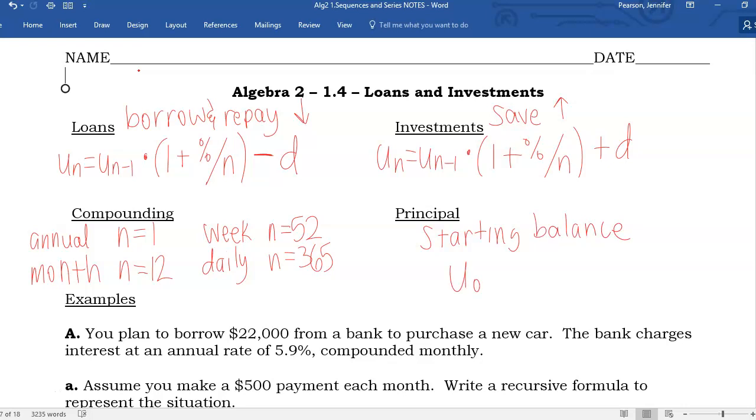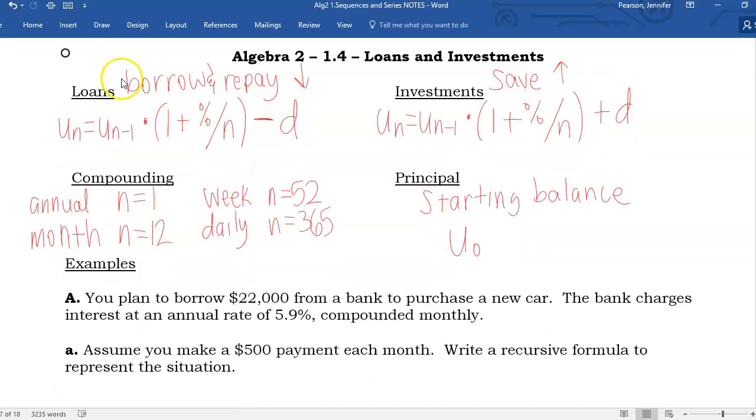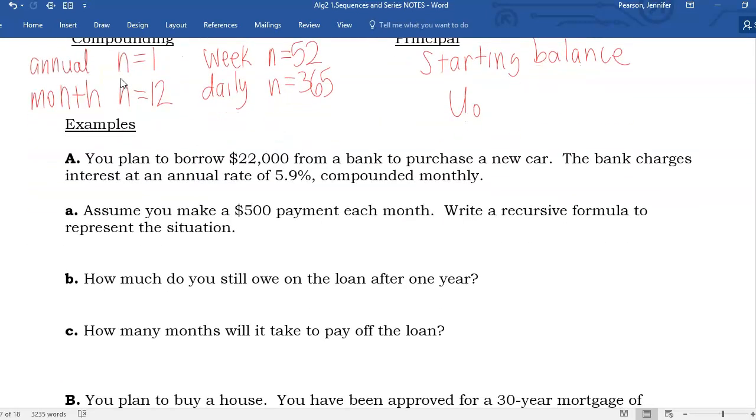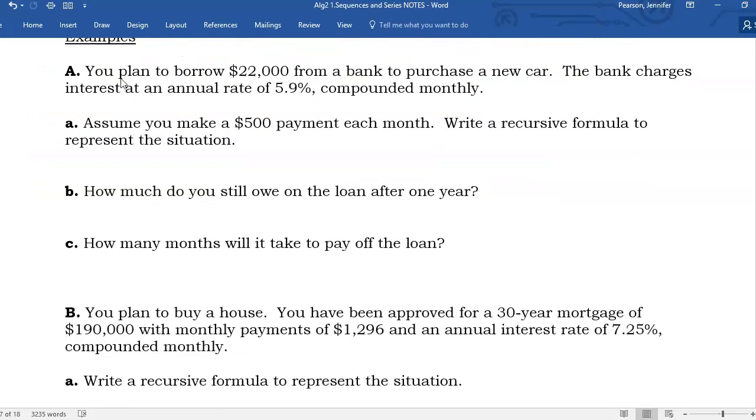Let's try some examples. Example A: you plan to borrow $22,000 from a bank to purchase a new car. The bank charges interest at an annual rate of 5.9% compounded monthly. Assume you make a $500 payment each month. Write a recursive formula to represent the situation. Okay, so I know my U0, my starting number, my principal balance. I know my payment amount, my common difference. And I know my percentage rate, which I will have to convert to a decimal, but I'm going to put all this into my formula.